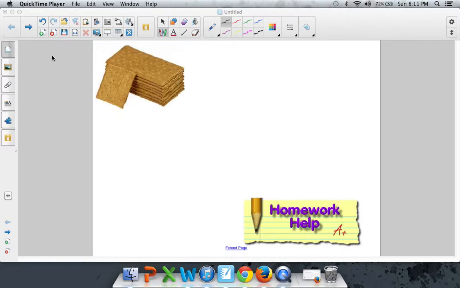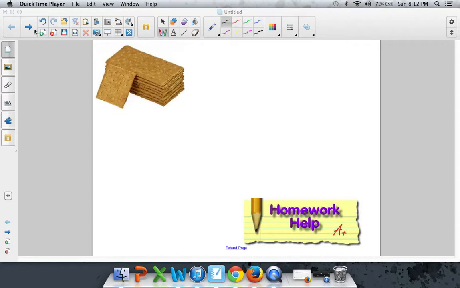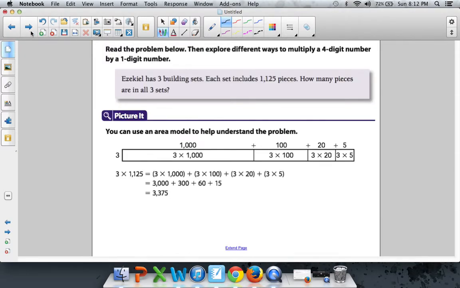Homework help. Time for homework help. Let's start. All right, guys, check it out. We got a little bit of homework help action going on tonight. You should be on page 98 and 99.